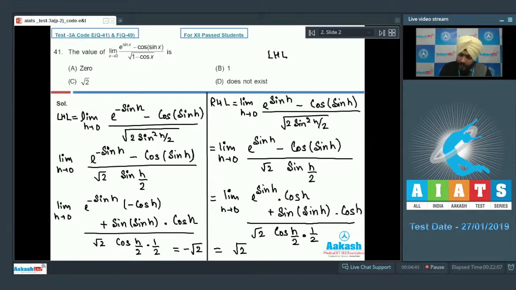Clearly, LHL is not equal to RHL. Therefore, the limit will not exist. Option number D will be the correct choice. Okay. Let us move on to question number 42.